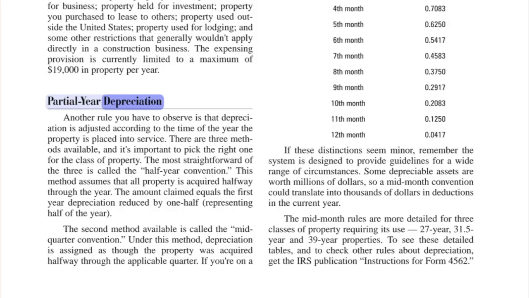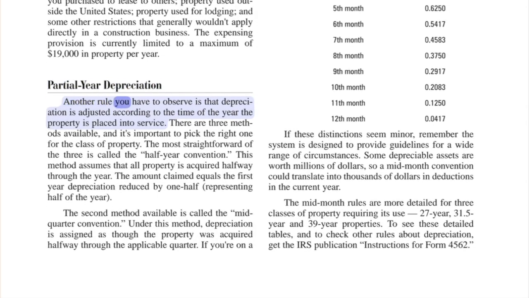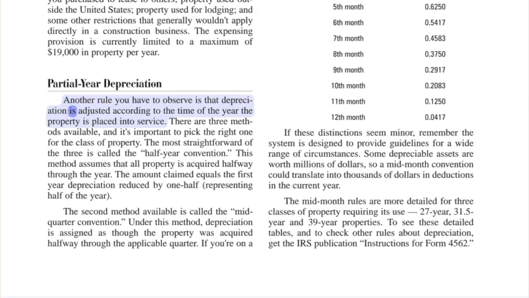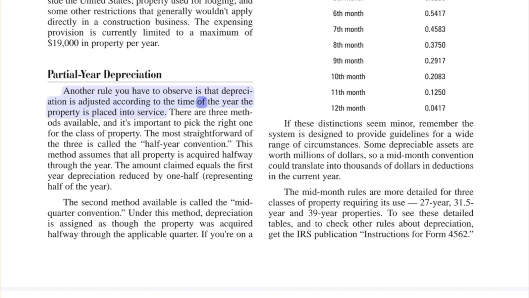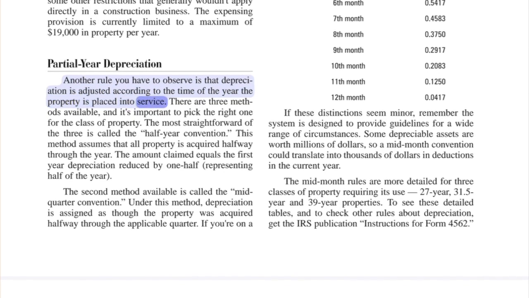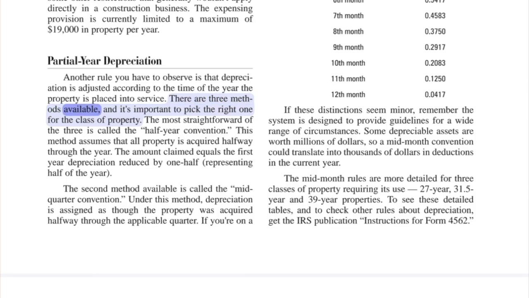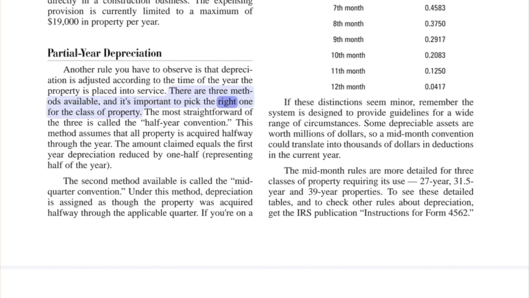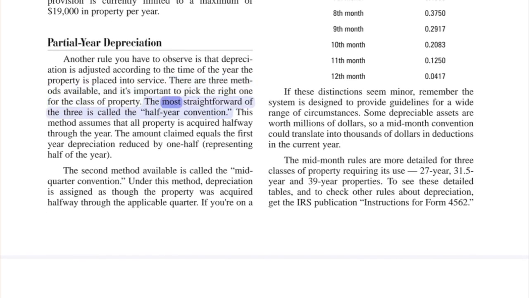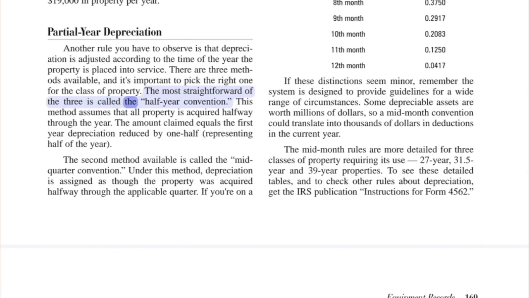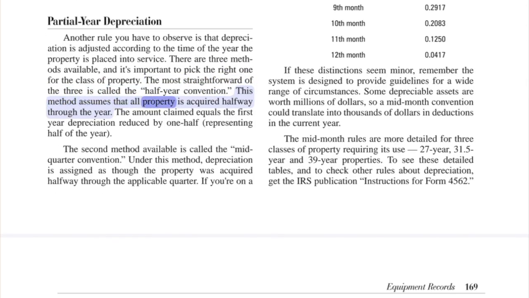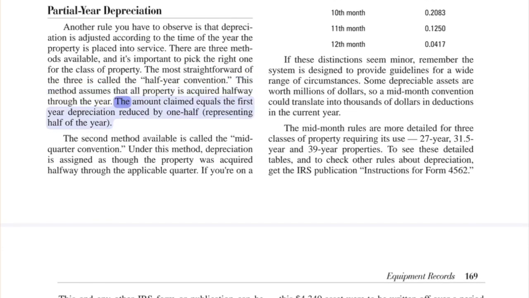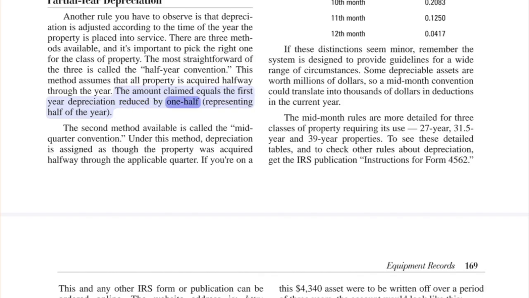Partial year depreciation. Another rule you have to observe is that depreciation is adjusted according to the time of the year the property is placed into service. There are 3 methods available, and it's important to pick the right one for the class of property. The most straightforward of the 3 is called the half-year convention. This method assumes that all property is acquired halfway through the year. The amount claimed equals the first year depreciation reduced by 1/2.